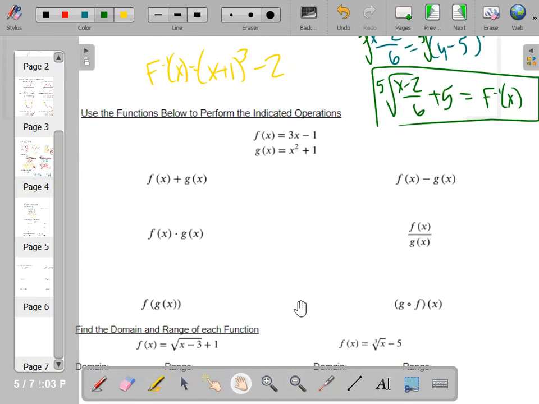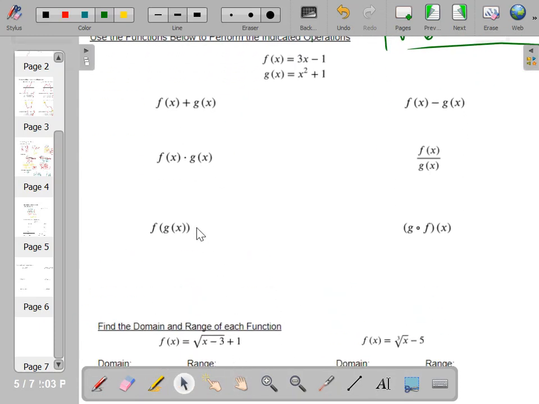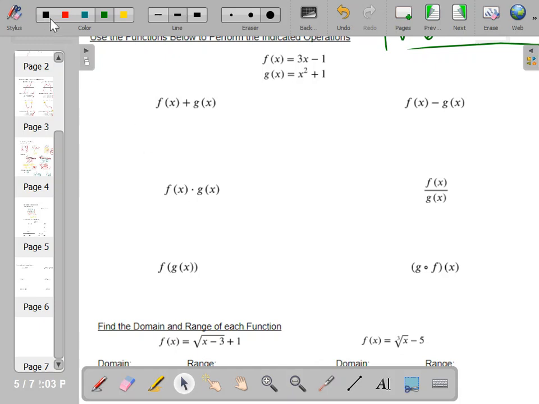Now I'm going to do some composite functions. This says f plus g, so you just add them up: 3x minus 1 plus x squared plus 1. Got any like terms? The 1's cancel out, so we get x squared plus 3x.